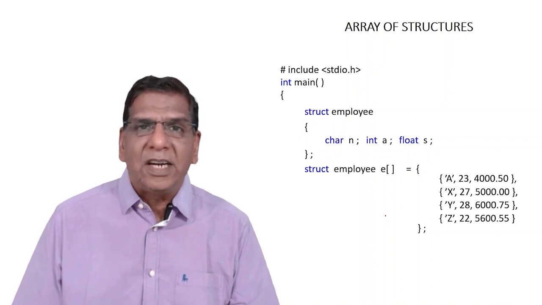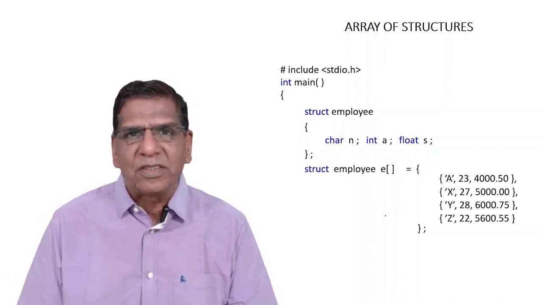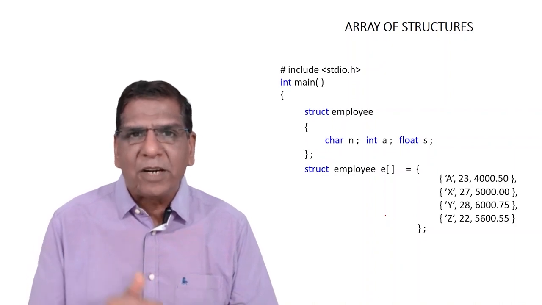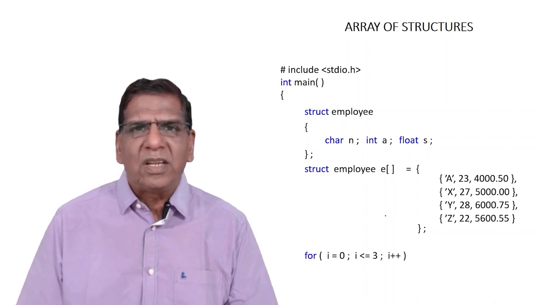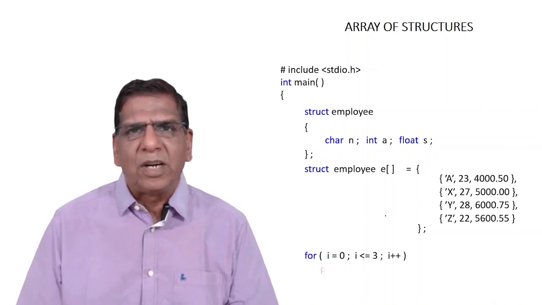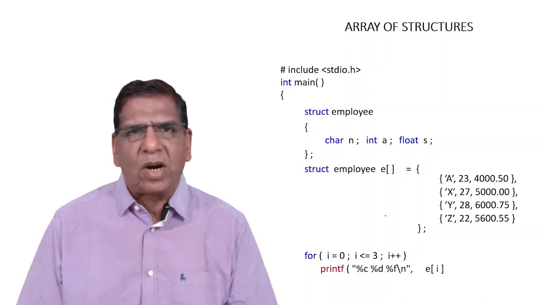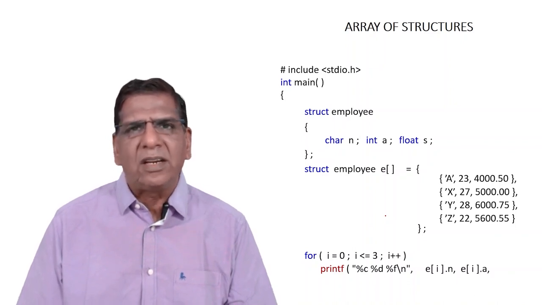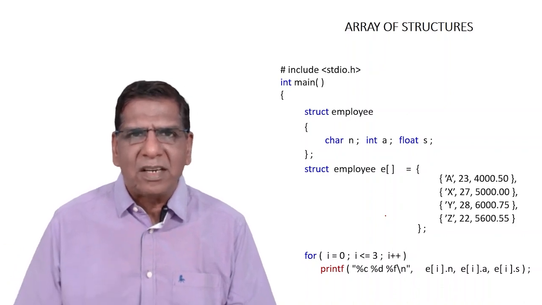And once we create this array of structures, just see how efficient does the processing become. Earlier we had 4 printfs. Today we can manage using only one printf. Just run a loop and then print out name age salary by saying ei.n, ei.age, ei.salary. ith person's name, ith person's age, ith person's salary.